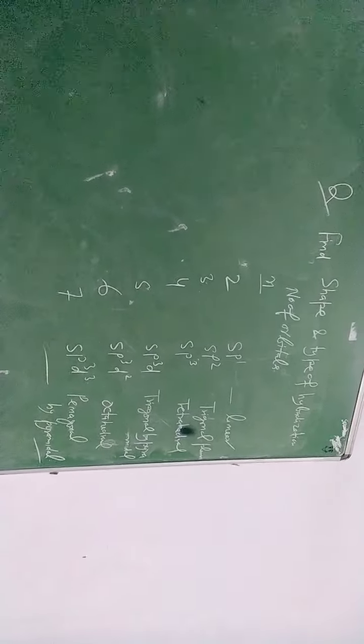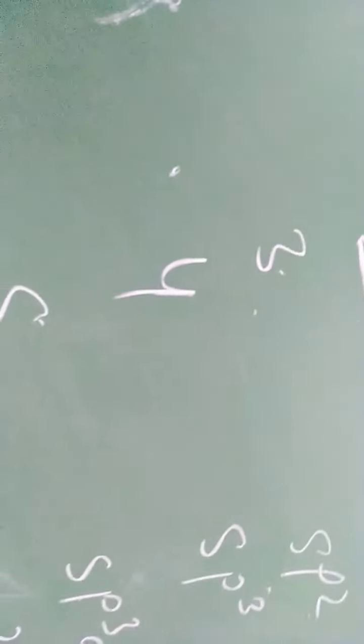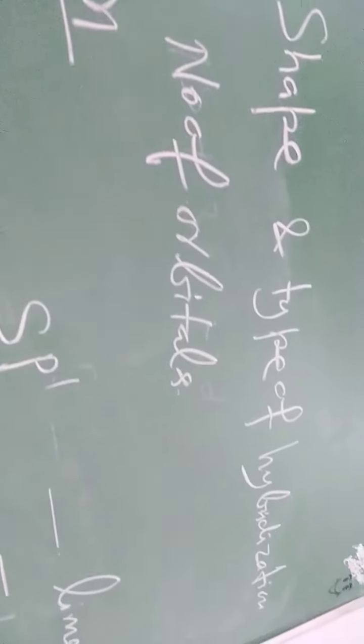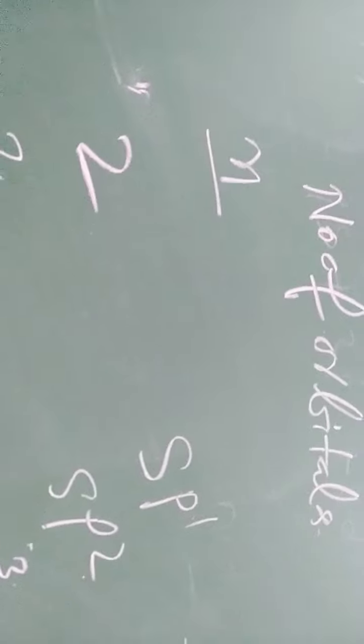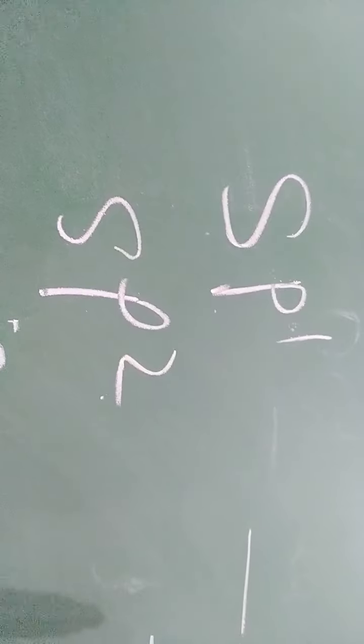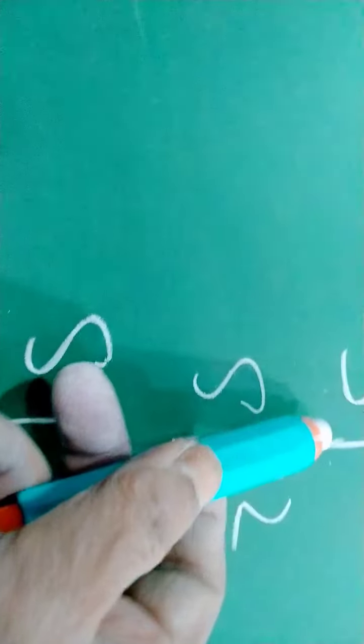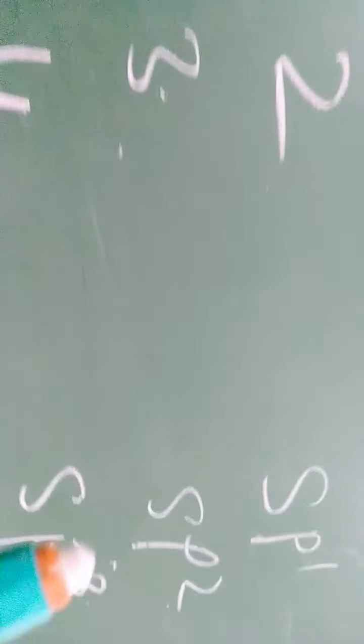Good morning, dear student. Today I will discuss the shape and type of hybridization with the help of the number of orbitals. Now let us find the shape and type of hybridization from the number of orbitals. If n is equal to 2, in that case there will be sp hybridization and the shape is linear. In the case of sp, there are 2 sp hybridized orbitals and they form a linear structure.